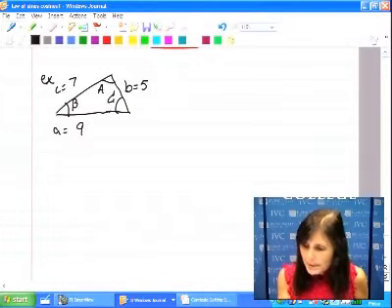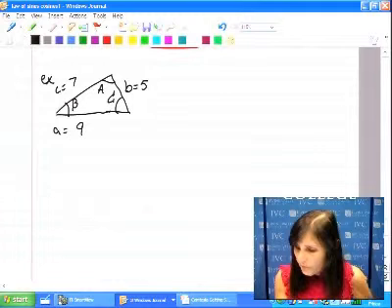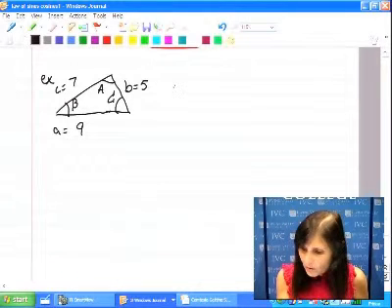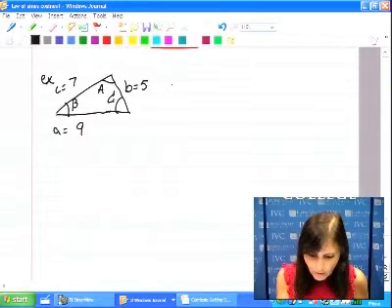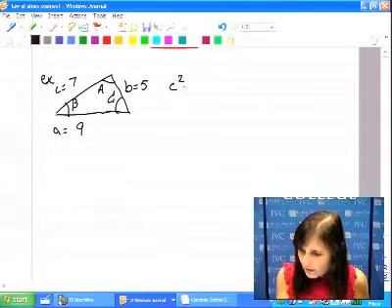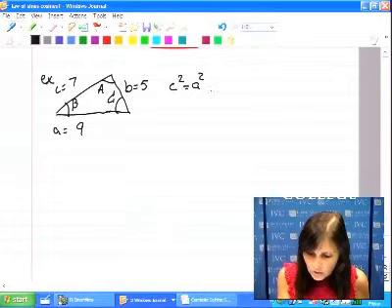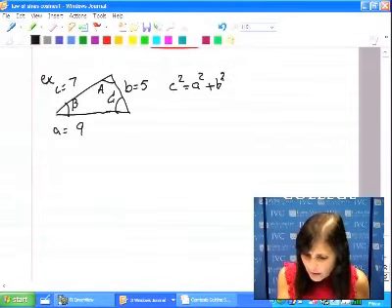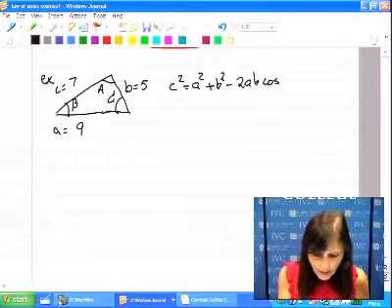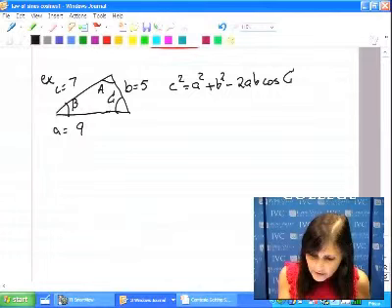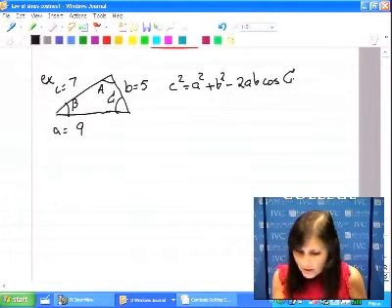Alright, let me write B squared equals, or A squared equals. So I'm going to write this one, or C squared equals. It doesn't matter which one you write. So I'm going to write C squared equals A squared plus B squared minus 2AB cosine of the angle between them, so that's going to be cosine of C. Alright? So let's write this down.